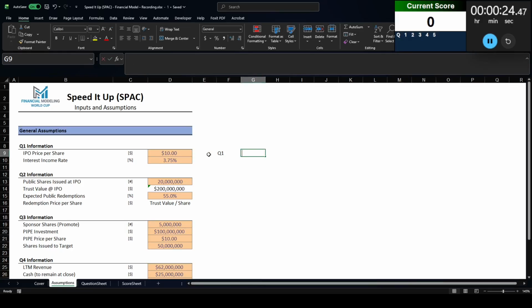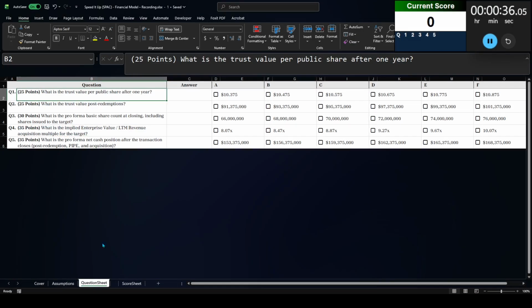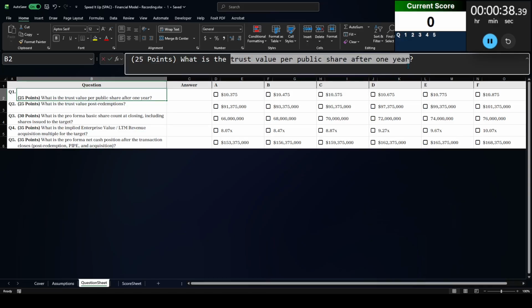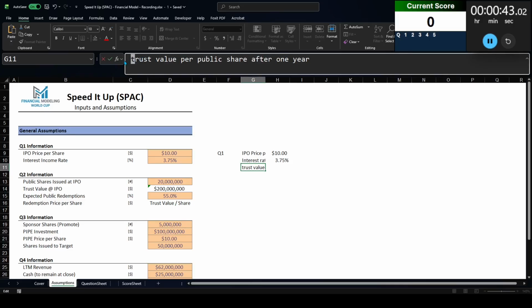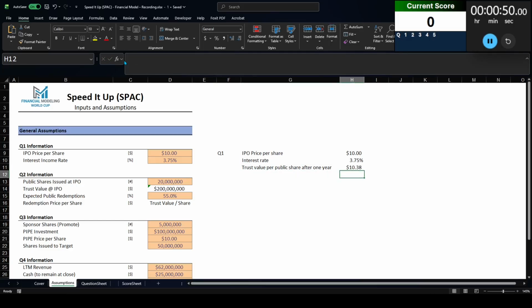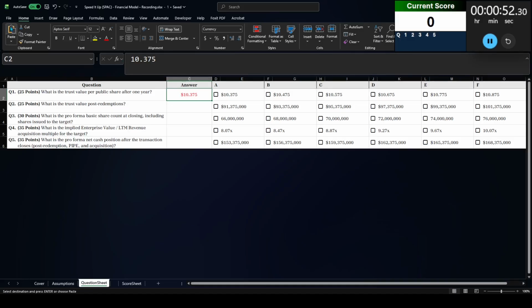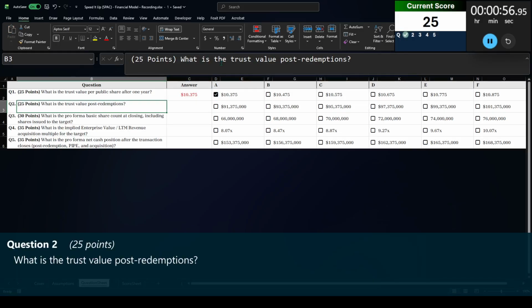So let's do IPO price per share, which is that amount, interest rate, which is that amount, and what was the question? The question was trust value after 1 year. Okay, oops. Just put that in here. So that will be this times 1 plus that interest rate there. That should be 10.375. Question 2, what is a trust value post redemptions?